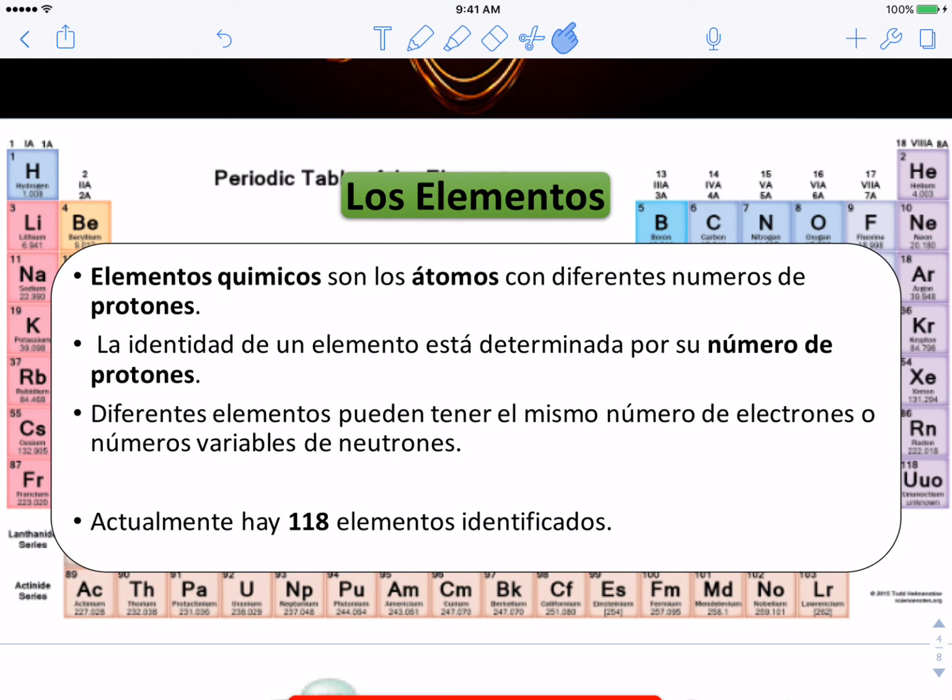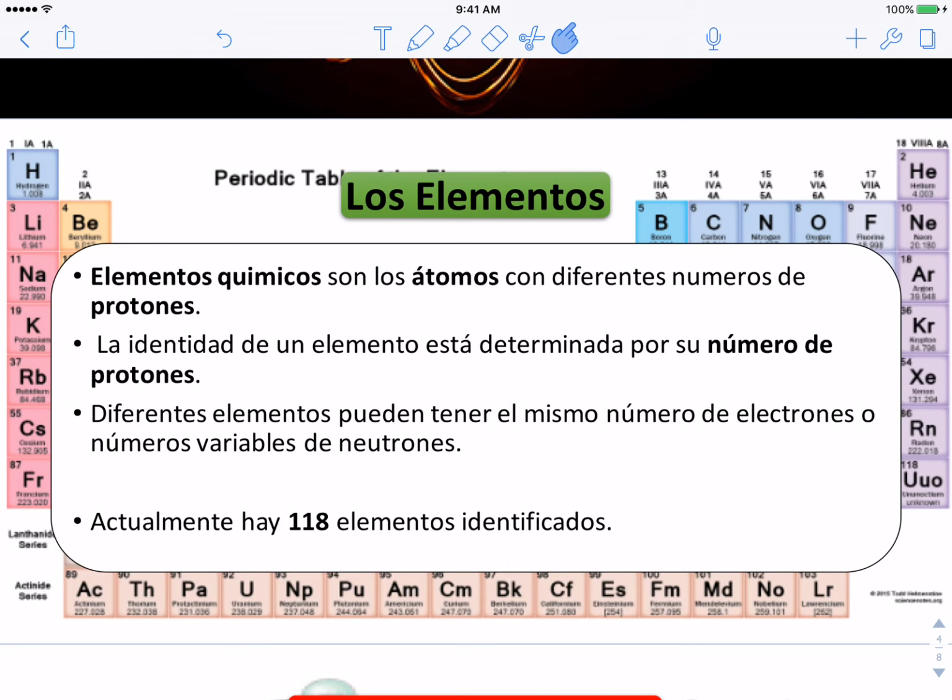So we talked about atoms, now we need to talk about something called elements. Elementos químicos son los átomos con diferentes números de protones. So the number of protons identifies what element an atom represents. La identidad de un elemento está determinada por su número de protones. Diferentes elementos pueden tener el mismo número de electrones o números variables de neutrones.